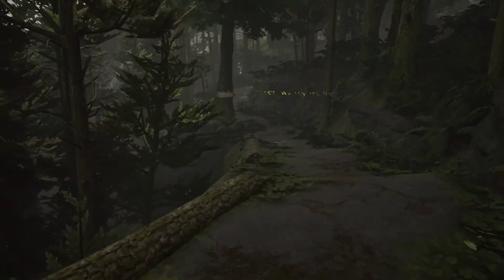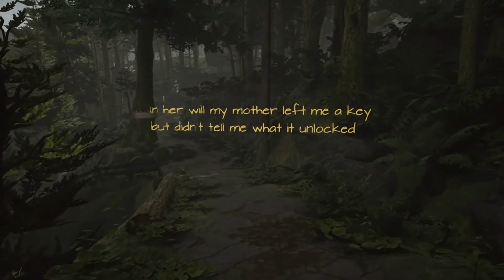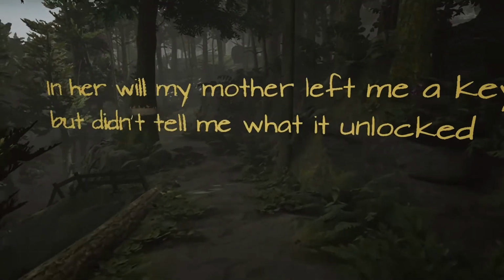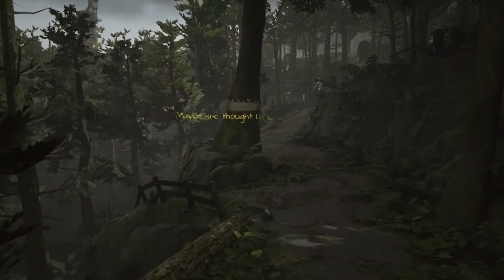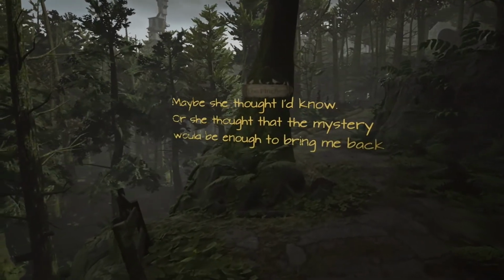In her will, my mother left me a key, but didn't tell me what it unlocked. Maybe she thought I'd know. Or she thought that the mystery would be enough to bring me back.